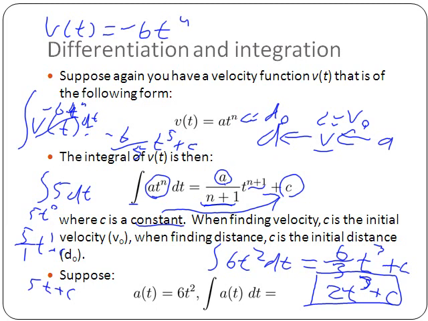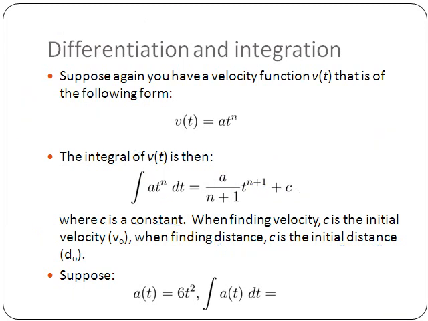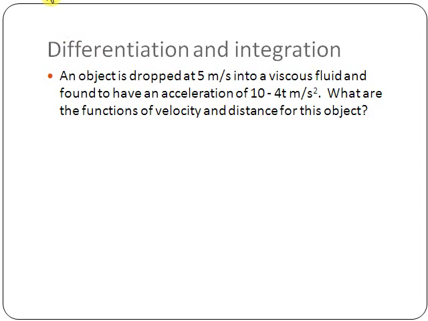Anytime you basically integrate a constant, it's just going to turn into that constant times the variable, t in this case, plus c. That's all you have there. And so that's basically what we do for that one. Let's take a look onward, and let's put this into some application. So an object is dropped at 5 meters per second into a viscous fluid and found to have an acceleration of 10 minus 4t meters per second squared. What are the functions of velocity and distance for this object?